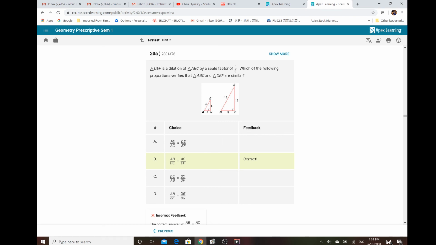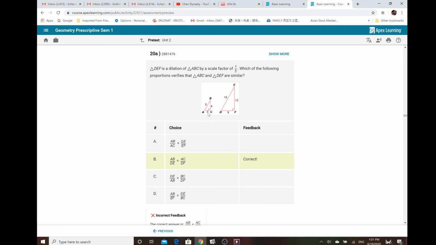So here's what we got. Triangle DEF is a dilation of triangle ABC. Dilation means you want to make the triangle bigger by a scale factor of 1/3. So that means triangle ABC is 1/3 of triangle DEF. And which of the following proportions verifies that triangle ABC and triangle DEF are similar?